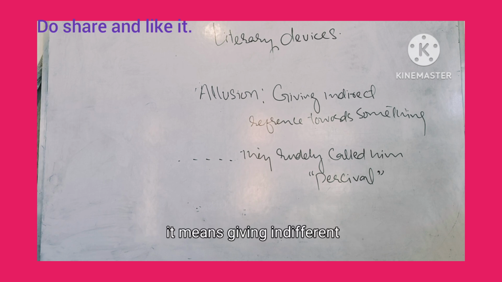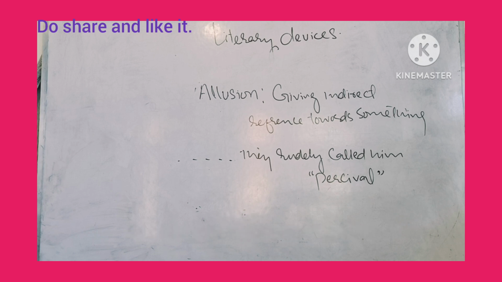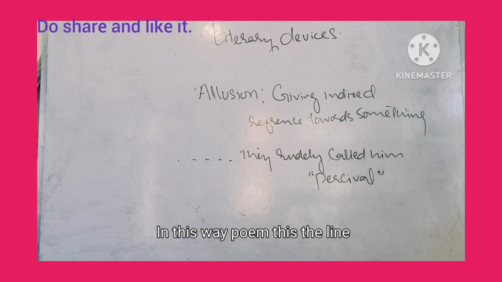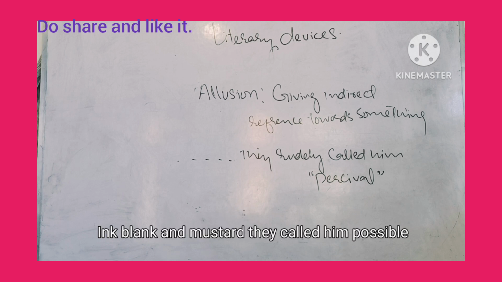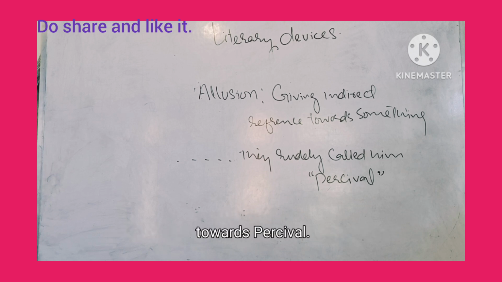Poetic devices, that is allusion. Allusion means giving an indirect reference towards something. In this very poem, the line "ink, blink and mustard, they called him Percival": here the custard, the dragon, has been referred to as Percival.